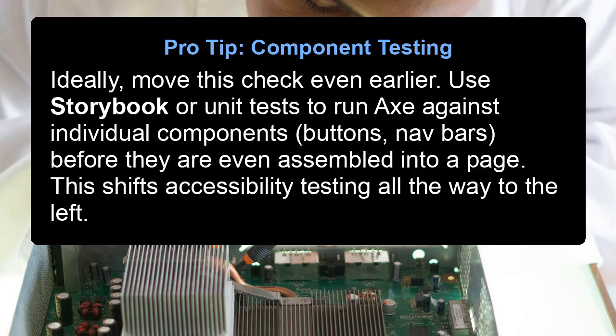Pro tip: component testing. Ideally, move this check even earlier. Use Storybook or unit tests to run Axe against individual components, buttons, nav bars, before they are even assembled into a page. This shifts accessibility testing all the way to the left.